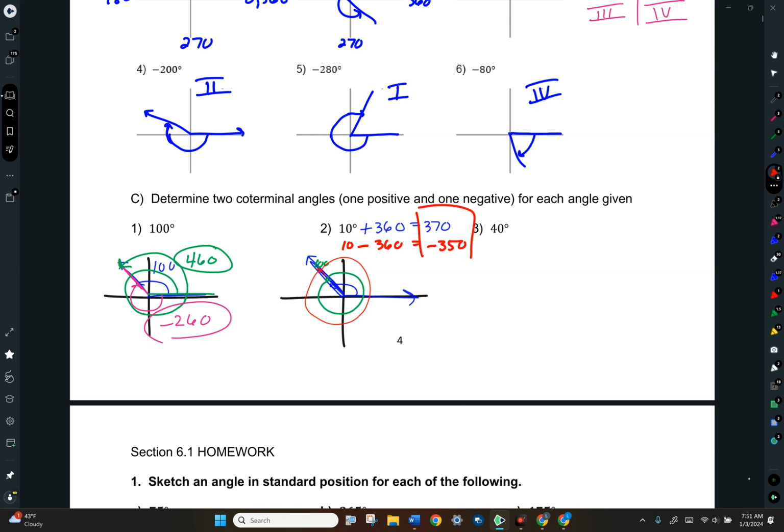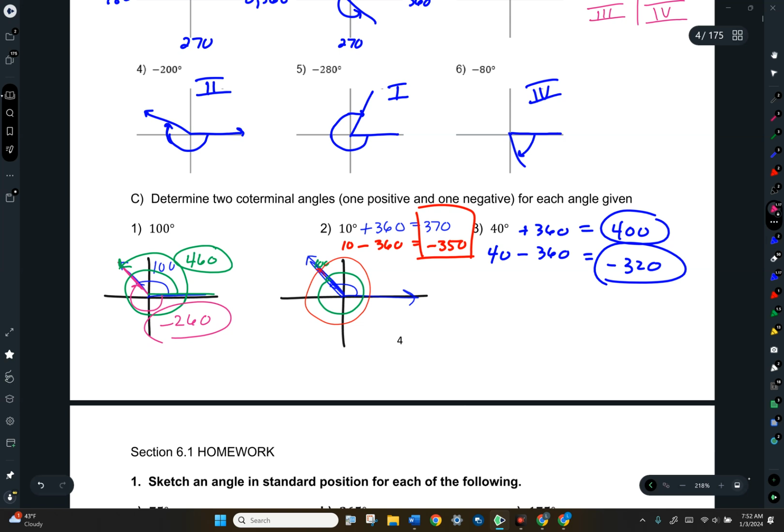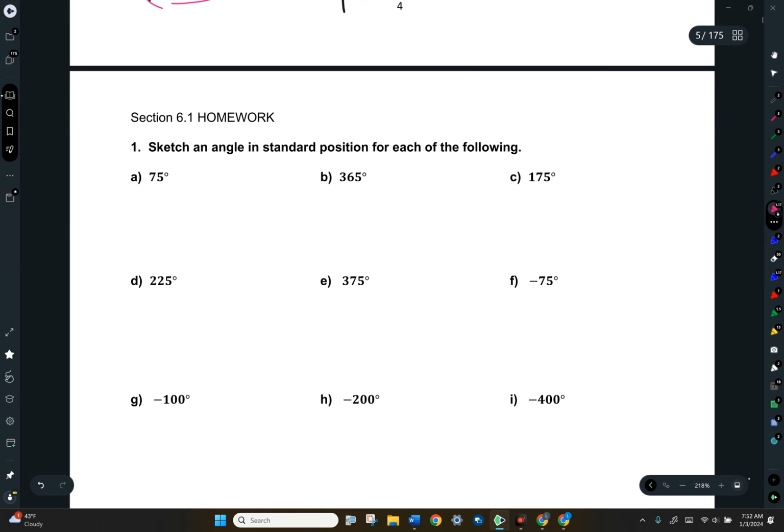So really, to find coterminal angles, you don't have to draw it out. You either just add a full circle, so add 360, or you subtract a full circle, so subtract 360. So let's try that method here for number 3. If I have a 40 degree, if I add a full circle, that's going to take me to 400, so that's one possible answer. If I subtract 360 from that 40, that's going to take me to negative 320, so that would be another possible coterminal angle if my starting point is that 40 degree mark. Okay, so that's section 6.1.